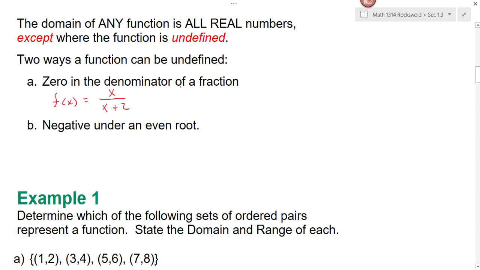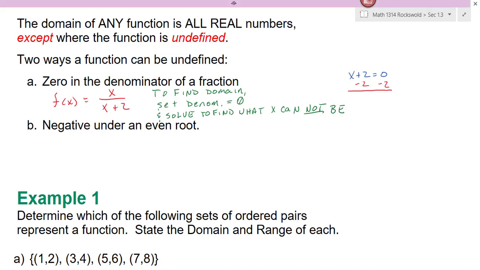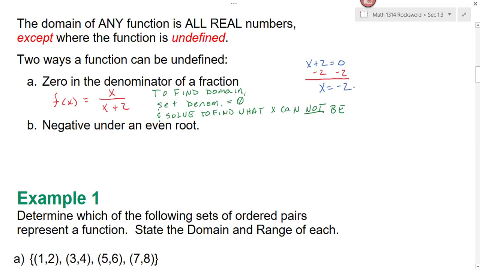then to find the domain, we set the denominator equal to 0 and solve for what x cannot be. So my denominator in this fraction is x plus 2. I set that equal to 0, and then to solve for x, I need to subtract 2 from both sides. Remember, when you're solving an equation, you can pretty much do anything you want to the equation as long as you do the same thing to both sides of the equation. We get x is equal to negative 2. This is the element that's not in the domain.